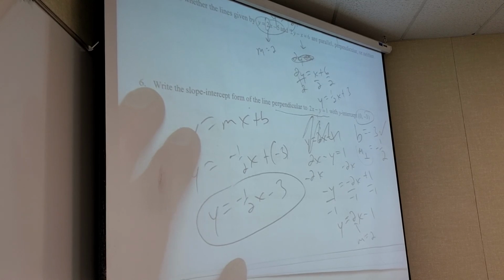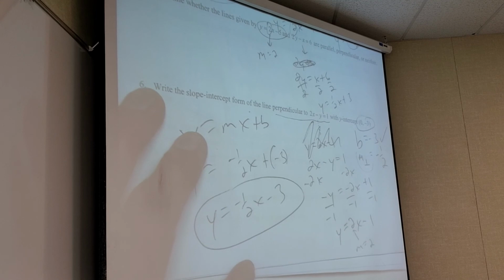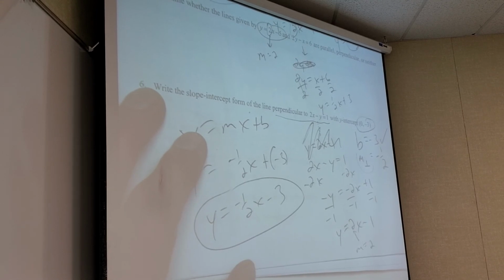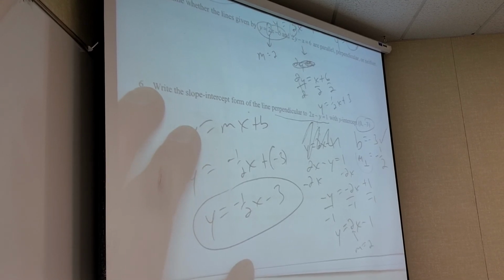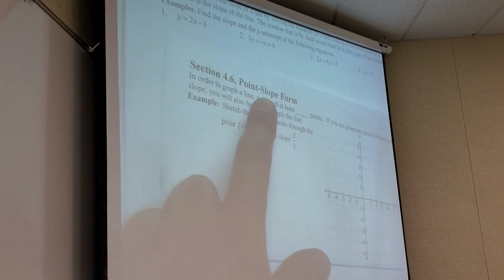You guys like that one a lot, I can tell. All right. What we actually just did was we sort of did 4-5 and a part of 4-6. The last part of 4-6 we need to do is this here.